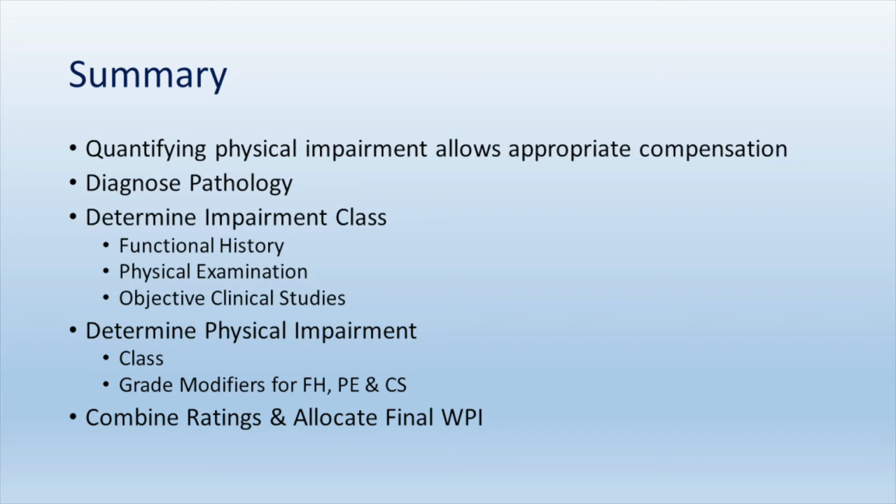So in summary, I think quantifying physical impairment can allow appropriate compensation. We need to diagnose the pathology, determine the impairment class based on the functional history, physical examination, and objective clinical studies. We would then apply a class and subject that to grade modifiers, allowing us to allocate a final whole person impairment. Thank you.